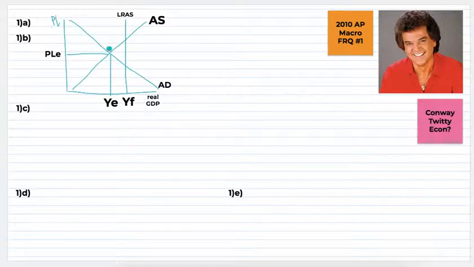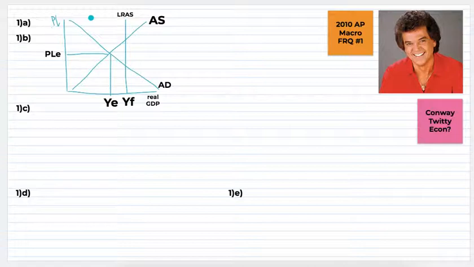So first off, we know that they've increased military spending. So we're going to have increased military spending, government spending, and we know that AD is made up of consumer spending, investment spending, government spending, and net exports. So if government spending increases, aggregate demand increases. So that increased government spending will shift AD to the right.